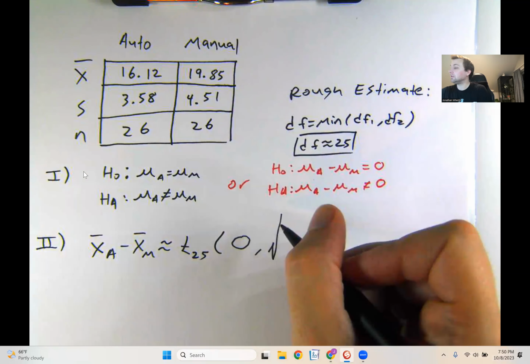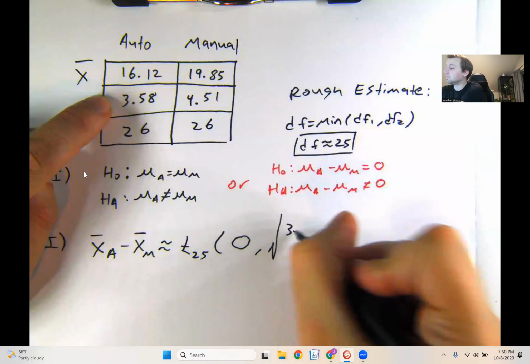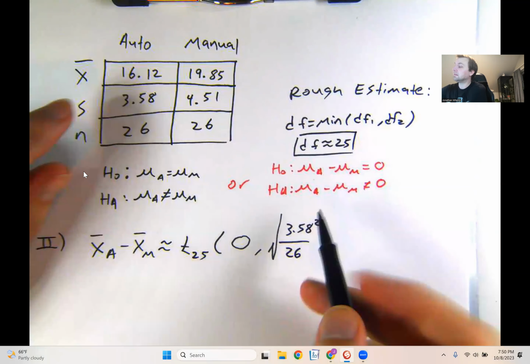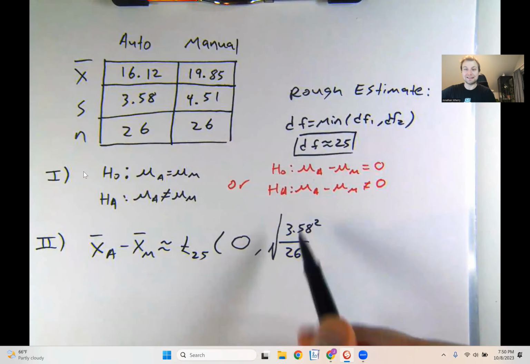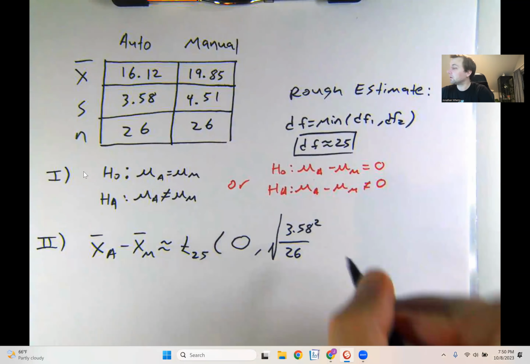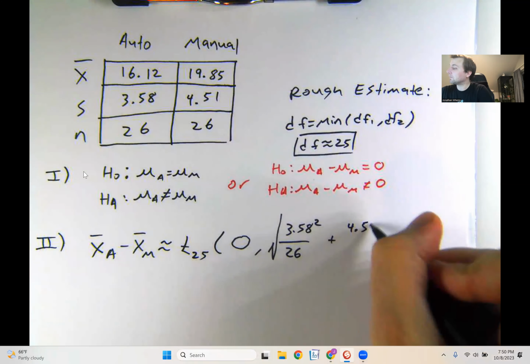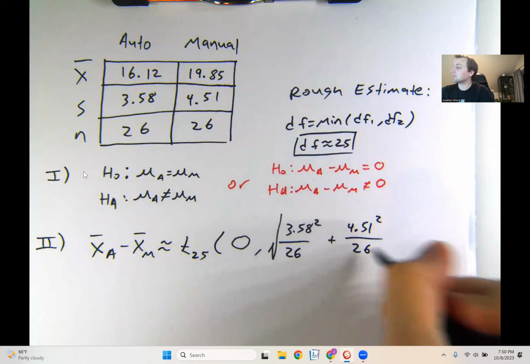Our standard deviation is going to be the standard deviation for the first group squared over the number of samples. This is equivalent to that s over the square root of n if you simplified this. So that's that same standard deviation we had before. And I've got 4.51 squared for the other group over 26.